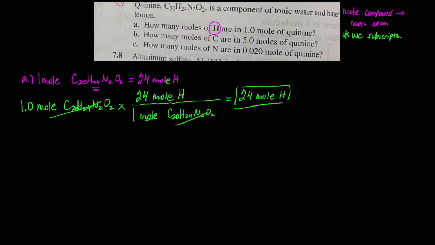Let's do carbon. So in B, again, we want to write out the equivalency that will allow us to create the conversion factor. And in this case, we're interested in carbon, so there's 20 moles of carbon in one of those guys.